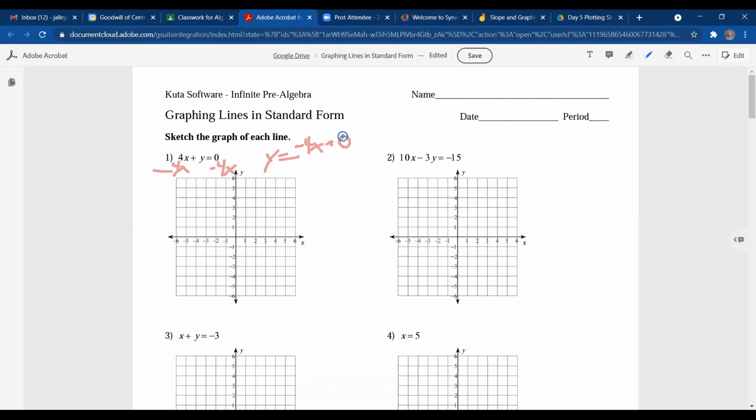And if you looked at that at first and you thought, oh, okay, well, this is a 4x, this is positive, this line's going to be positive. And that's the problem with standard form. You don't really know until you do the conversion. So now we've done that and we got a starting point of 0. I'm going to go up 4 and 1 to the left. Boom, you got the line.